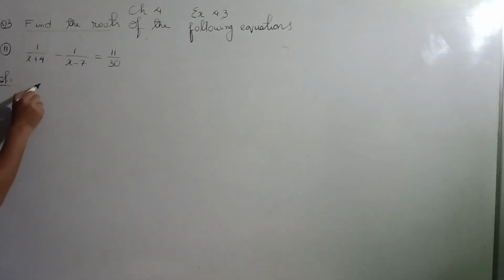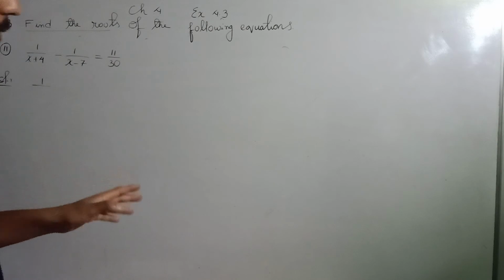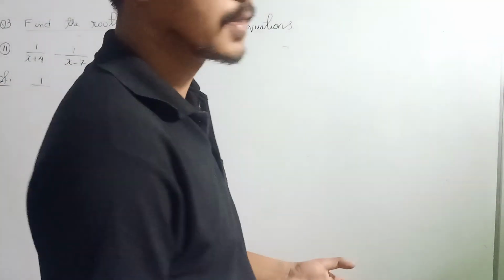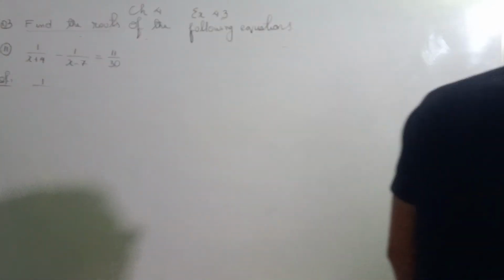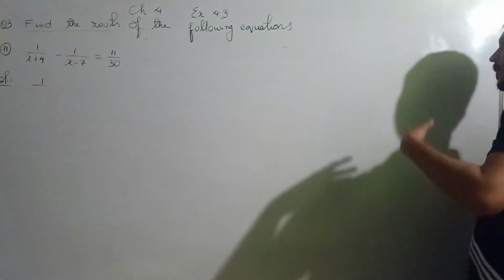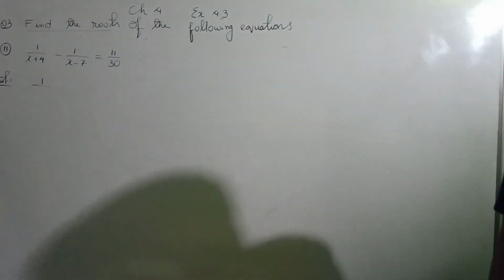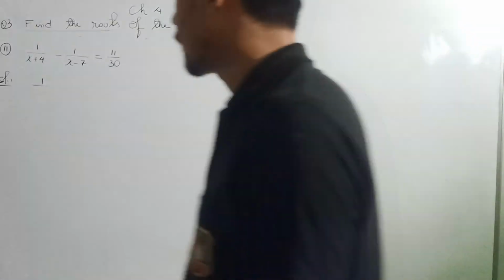So let us simplify. It does not look like a quadratic equation, so what we have to do is, first of all, reduce it to a quadratic equation, and then we can find out the roots, if they are real, using the quadratic formula.